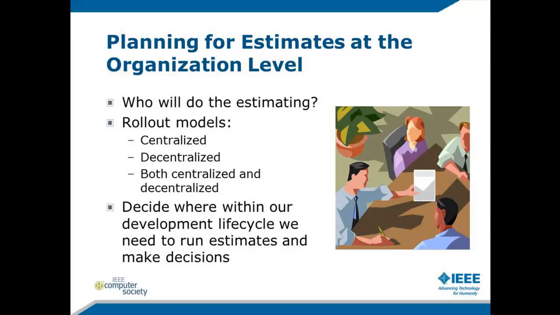So we want to decide how we want to roll it out, and then we also want to decide where we want to run the estimates within our development life cycle. Do we want to do scope estimates early before the project starts, and then at what point after that do we want to generate follow-up estimates? Maybe at high-level design, we want to run a second estimate. As we get into detailed design, we want to run a third estimate. And then do we want to run estimates throughout the project? So we want to make all those decisions early at an organizational level.